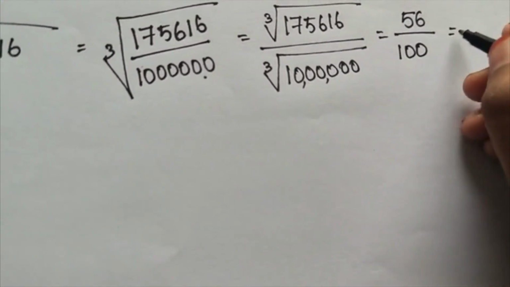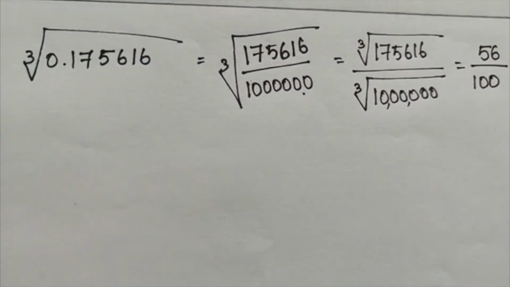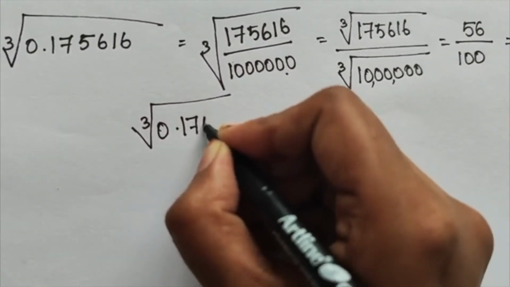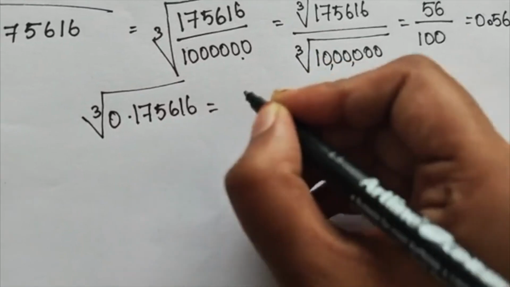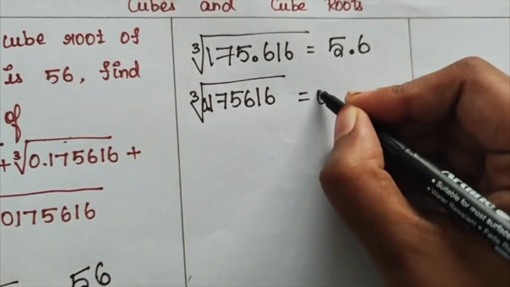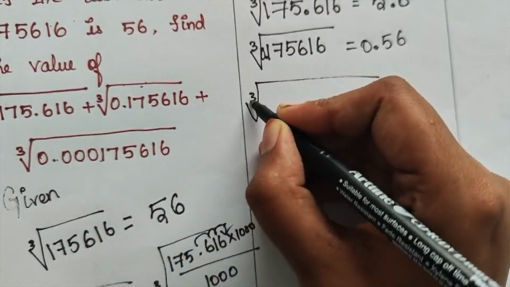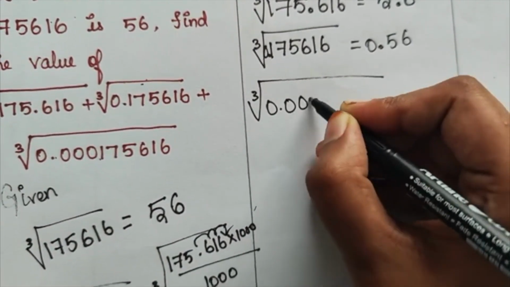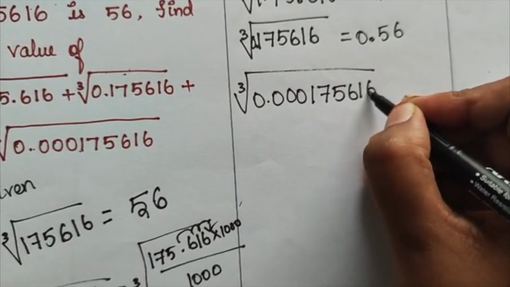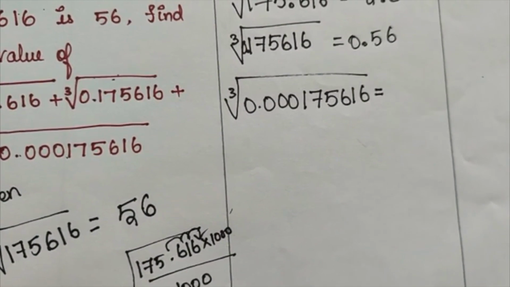So this is nothing but 0.56. We can write cube root of 0.175616 as 0.56. We can substitute 0.56. In the similar way, the last one, cube root of 0.000175616 is equal to, let's find the value of this one.